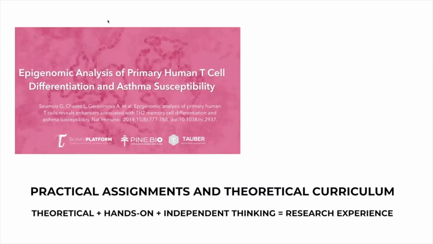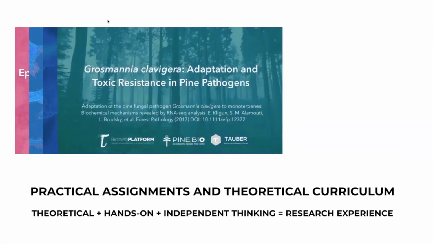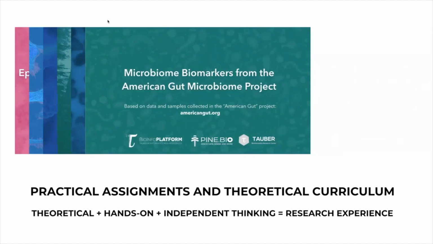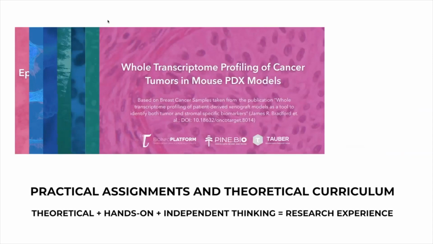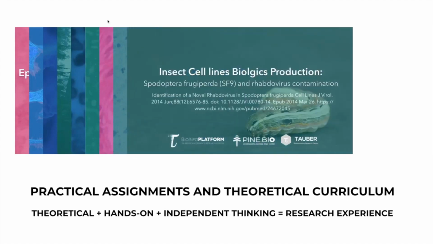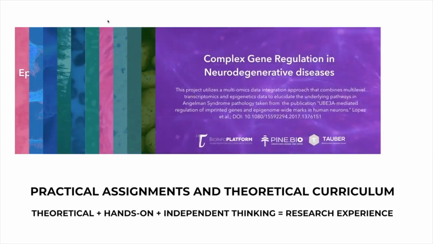some epigenomic analysis of human T-cell differentiation in asthma patients, modeling precision treatment of breast cancer, viral mutation landscape study using ultra-deep sequencing of polio, agriculture and environmental programs, projects related to toxic resistance in pine pathogens, changing immune response in cancer with tumor-associated macrophages. We'll look at microbiome biomarkers from the American Gut Microbiome Project, whole transcriptome profiling of cancer tumors in mouse PDX models, deregulation of subcellular network in cancer patients based on The Cancer Genome Atlas, TCGA, insect cell line biologics production, so Sf9 cell lines and rhabdovirus contamination published by the FDA, crop drought stress and resistance in potato, different crops, potato crops, complex gene regulation in neurodegenerative diseases.